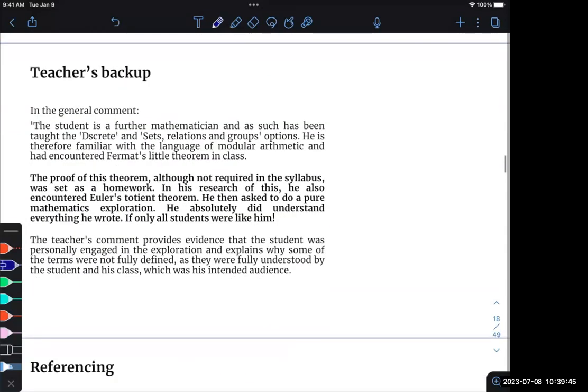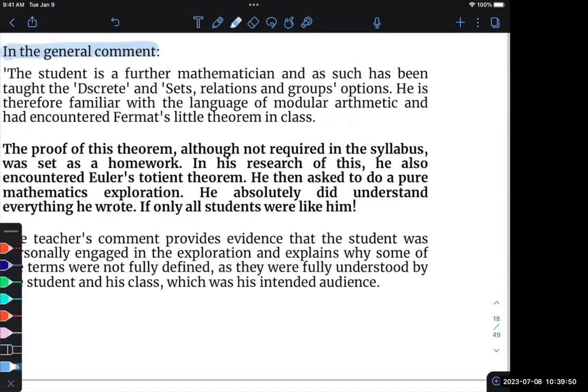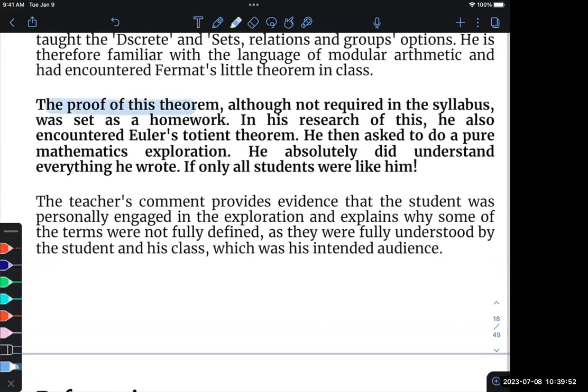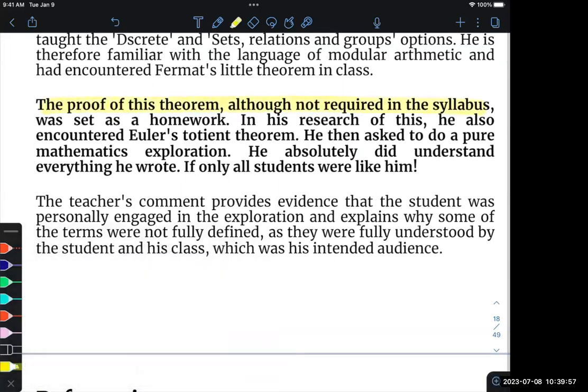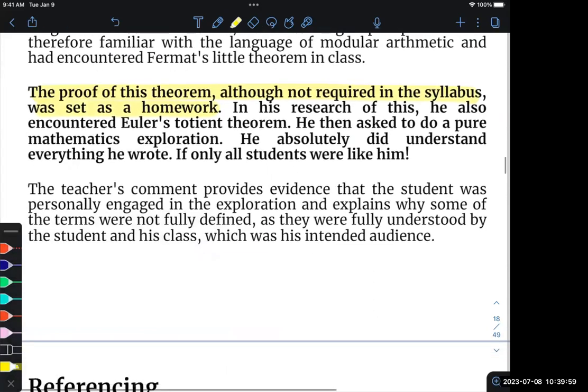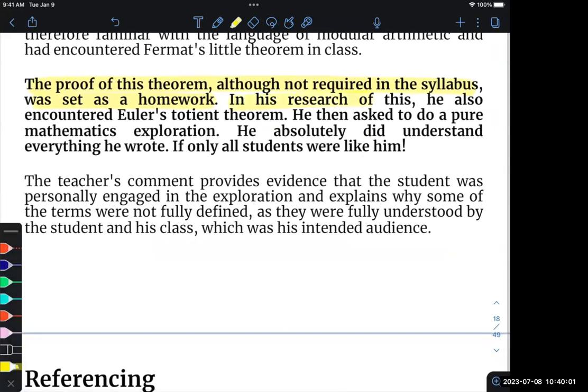Let's have a look. So in the general comment, what the teacher said is the following. He says, look at this. The proof of this theorem, though not required in the syllabus, was set as homework, you see. This is really, really important. So look, in his research of this, he also encountered blah, blah, blah. He then asked to do a pure mathematics exploration. So he absolutely did understand everything he wrote. If only all students were like him. And that's another way of increasing your personal engagement.